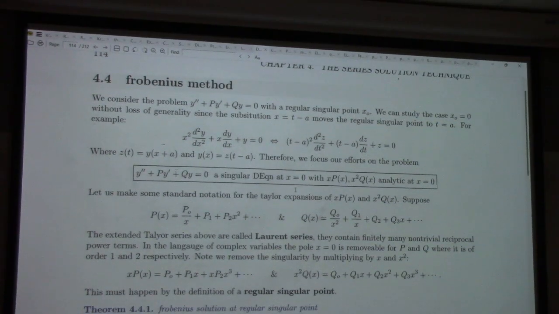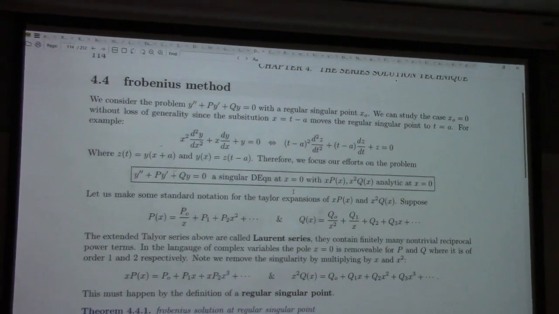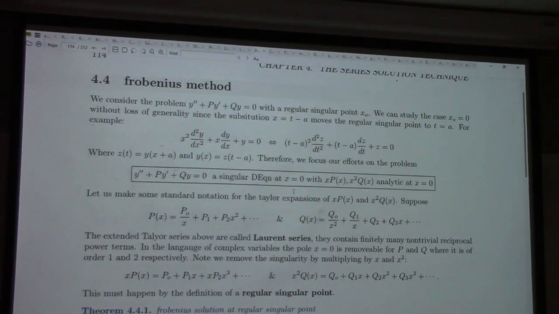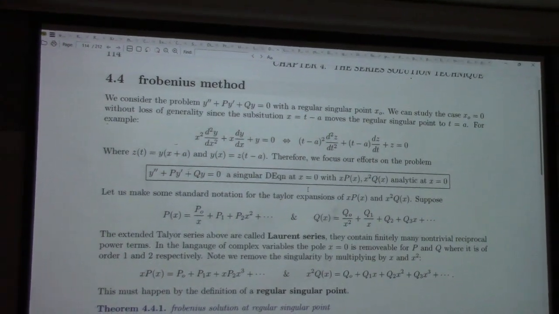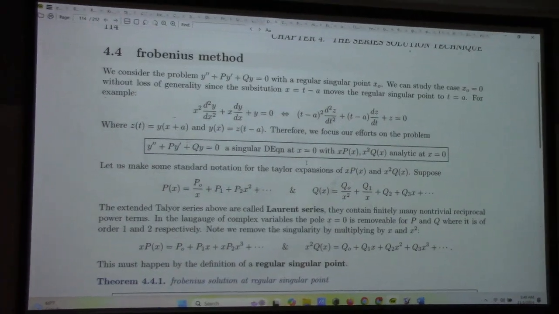So this is the Frobenius method. Suppose we want to solve y'' + p y' + q y = 0, right? Then how do we do this?